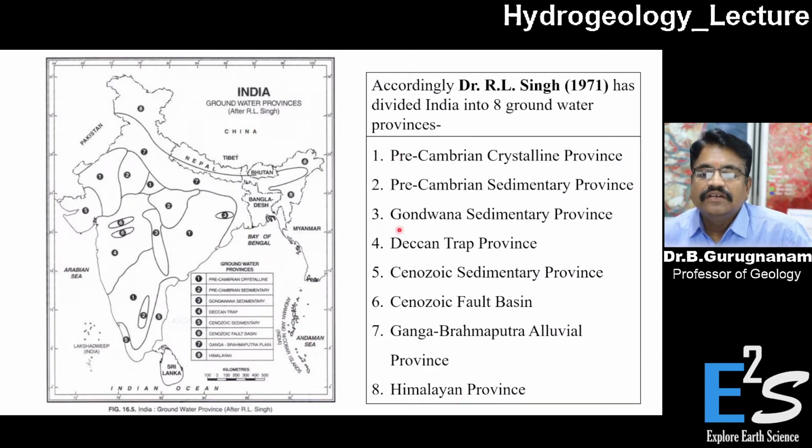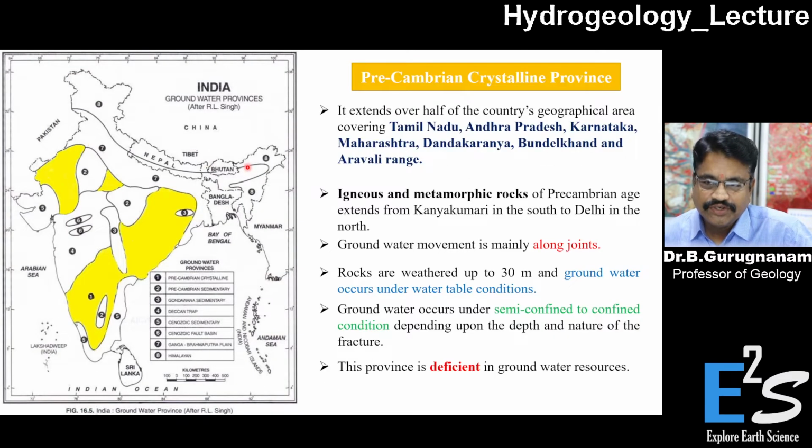There are 8 divisions according to Dr. Oral Singh in 1971. He divided India into 8 groundwater provinces. The first represents the Precambrian crystalline province. The second represents Precambrian crystalline and sedimentary, then Gondwana sedimentary, Deccan Trap, Cenozoic sedimentary, Cenozoic fault basin, Ganga-Brahmaputra basin, and Himalayan basin. We will see in detail about every division of this geological province.